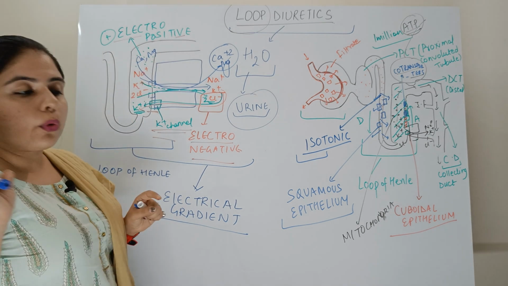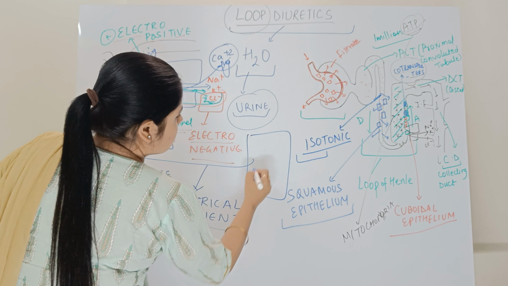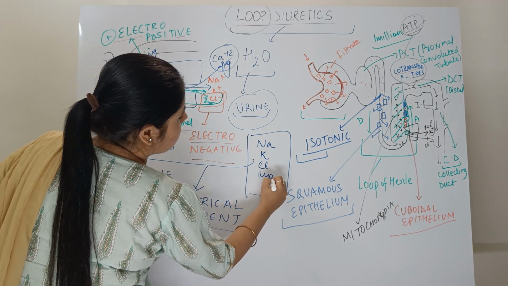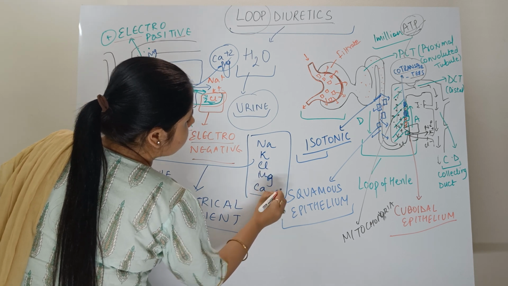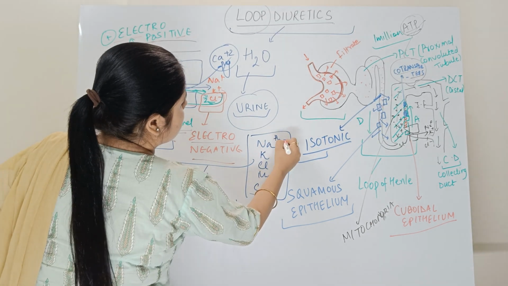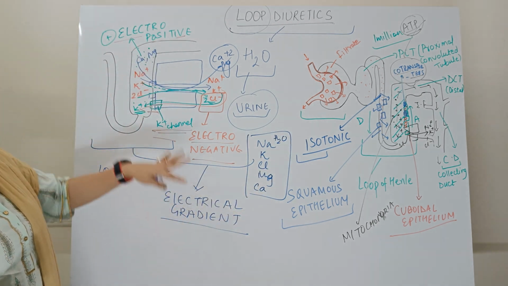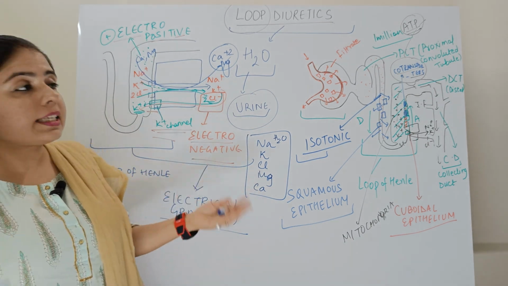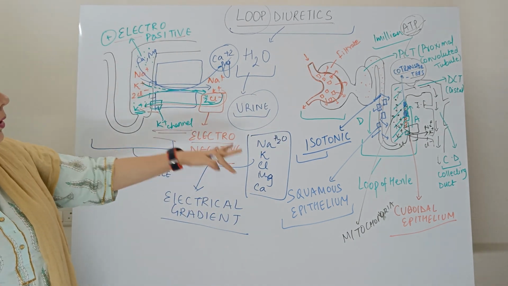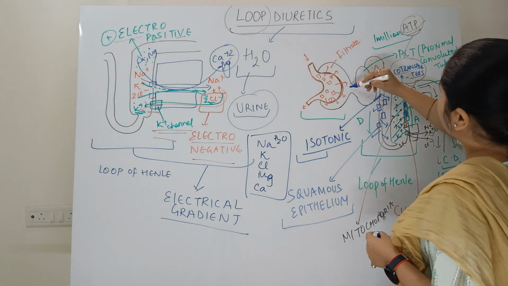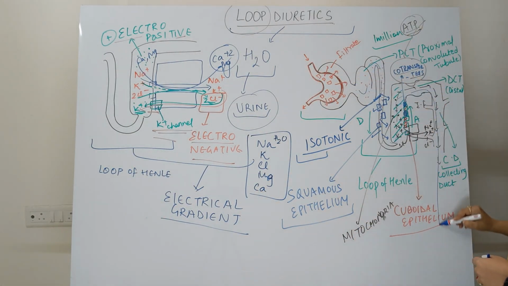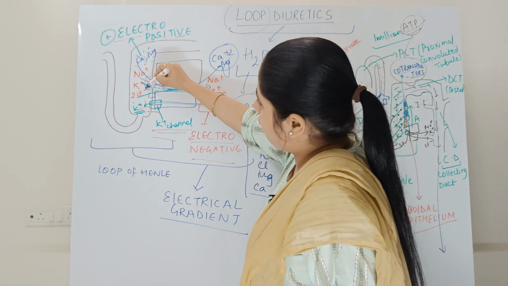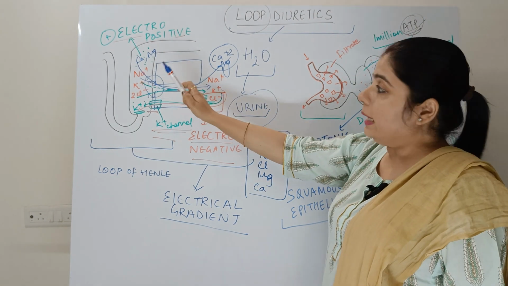And this is how the body is now reabsorbing these ions: sodium, potassium, chloride, magnesium, calcium, and ultimately water. So these are the ions which are reabsorbed in the loop region, and this is how these ions are not lost excessively through the urine. Had they not been reabsorbed, they would have easily moved from here to here to here and out through the urine. But they are reabsorbed through what process? They are reabsorbed because of the activation of the sodium-potassium-chloride co-transporter.